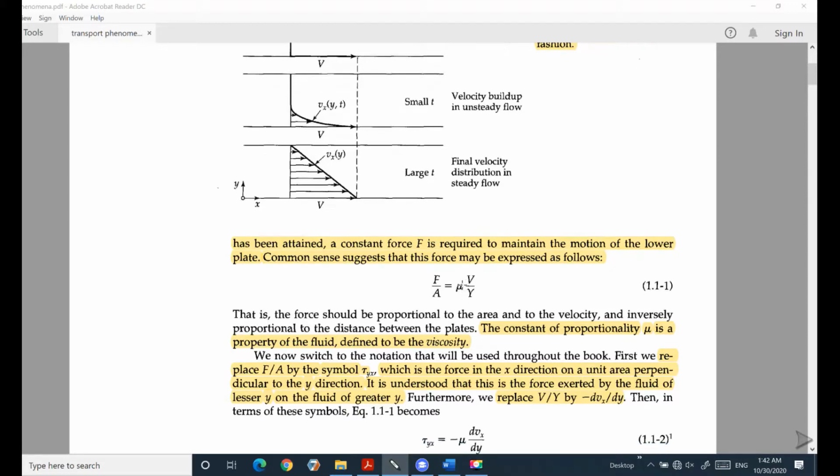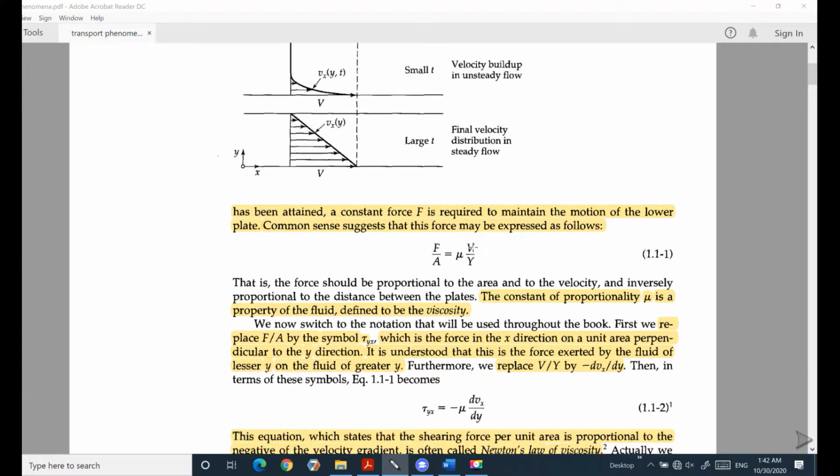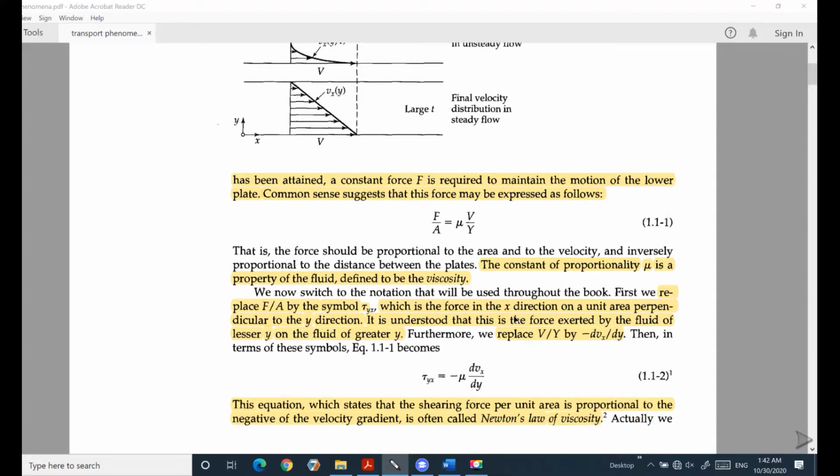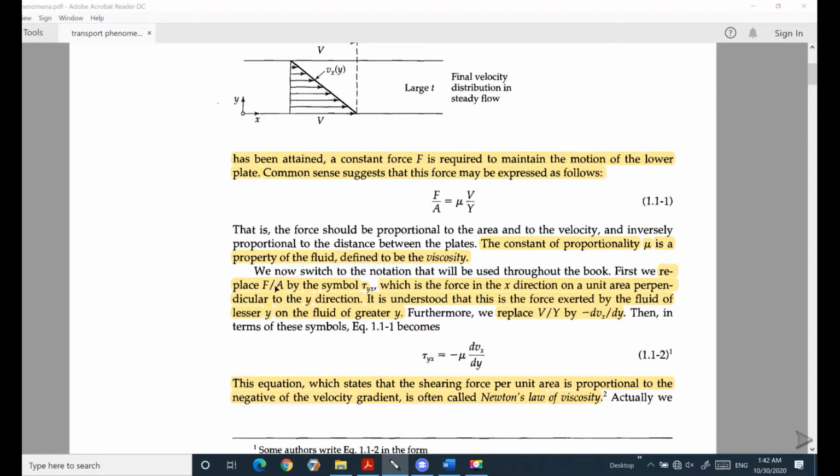Here, mu is the viscosity of the fluid, and V is the constant velocity of the plate. Then, if I exchange F over A with the symbol tau_yx, which is the force in the x direction perpendicular to the y direction, it's understood that this is the force exerted by the fluid of lesser y on the fluid of greater y.